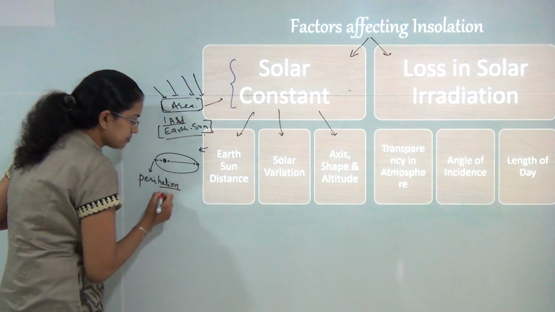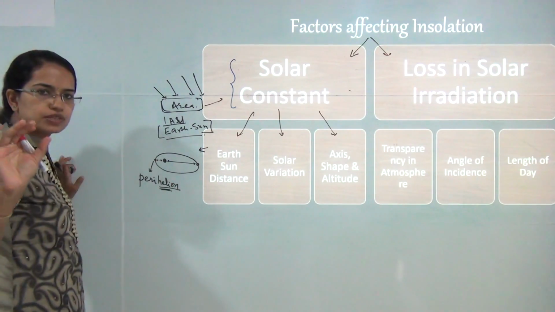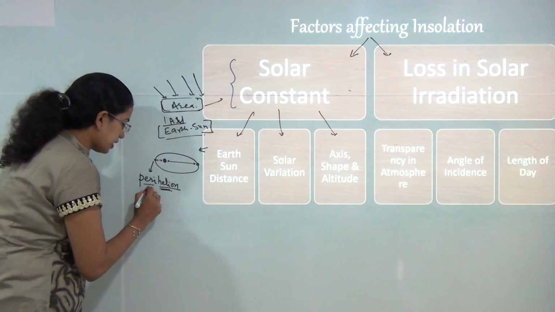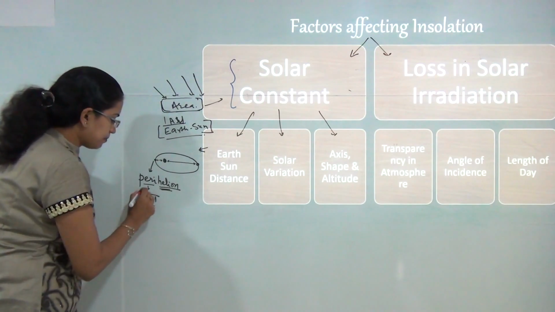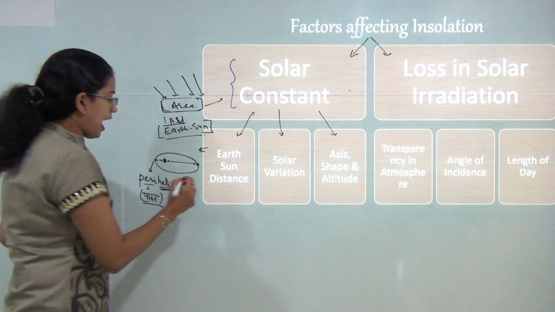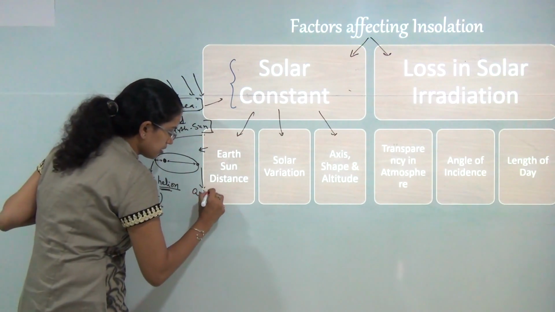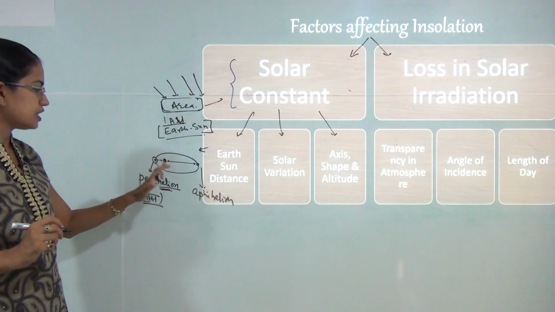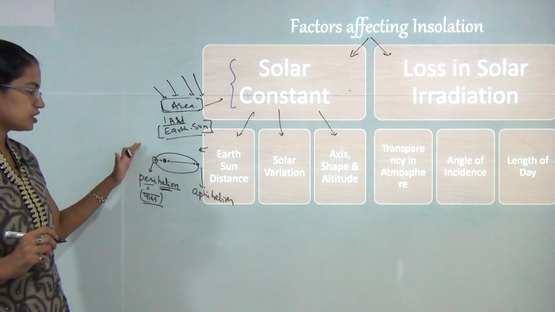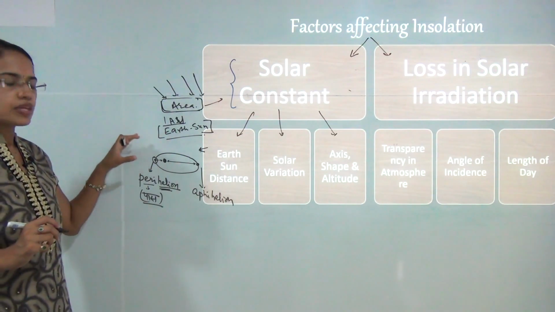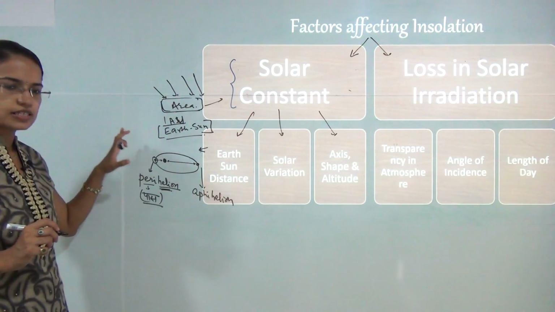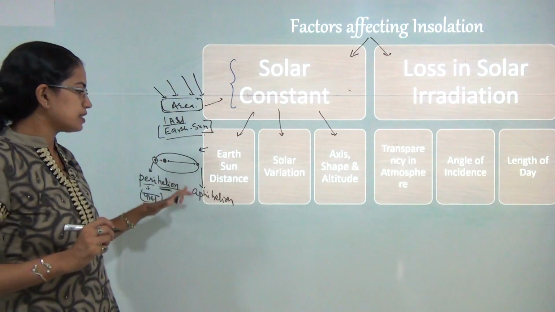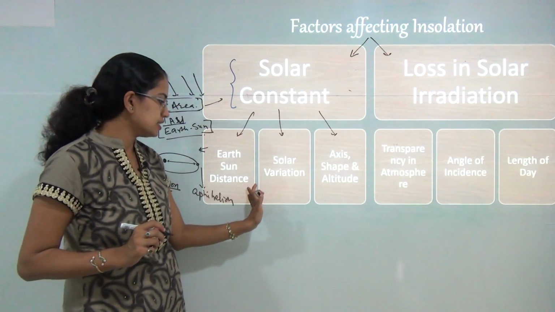Helion, or helio, means related to the sun. The best way to remember peri is, in Hindi, peri or paas, meaning closest to the sun, and aphelion is farthest from the sun. At the time when the earth is closest to the sun, it will receive maximum insolation. At the time when it is farthest from the sun, it will receive minimum insolation. So that is one factor, that is earth-sun distance.